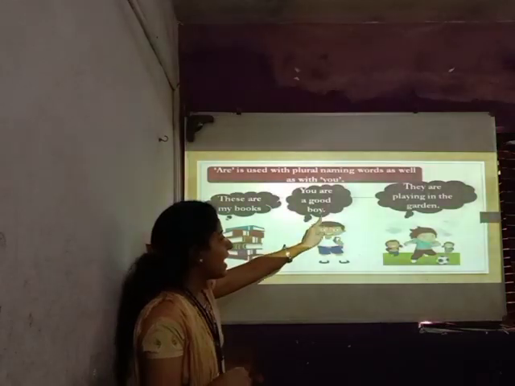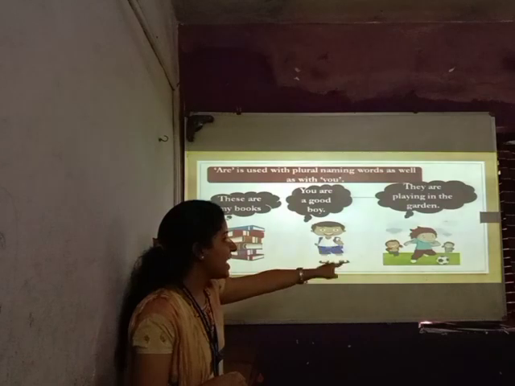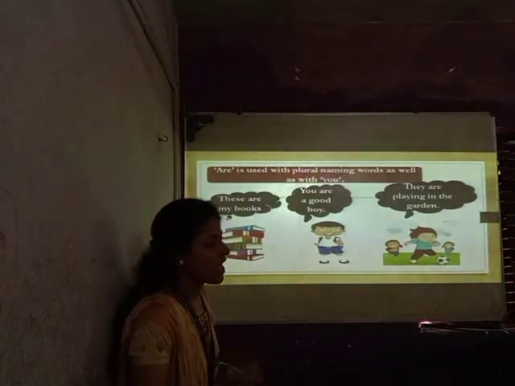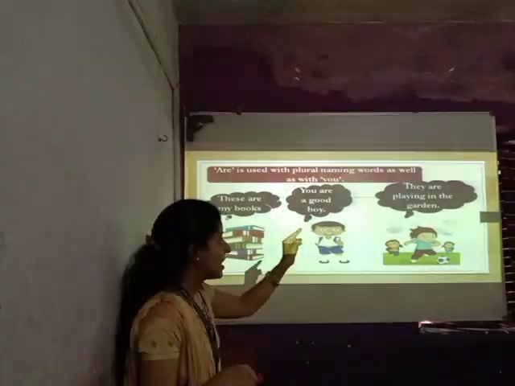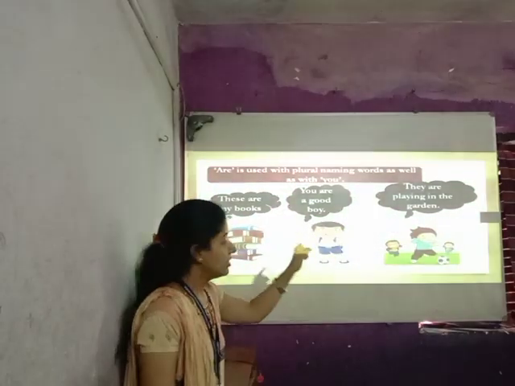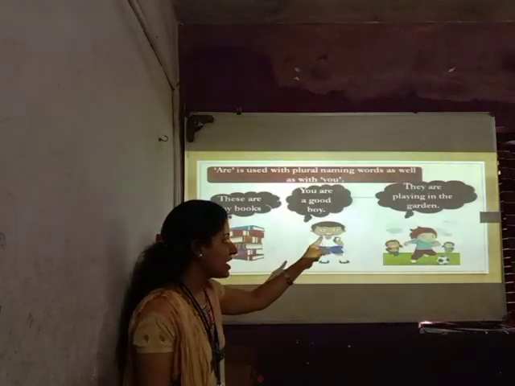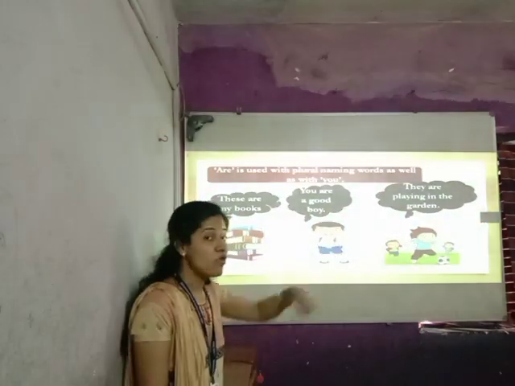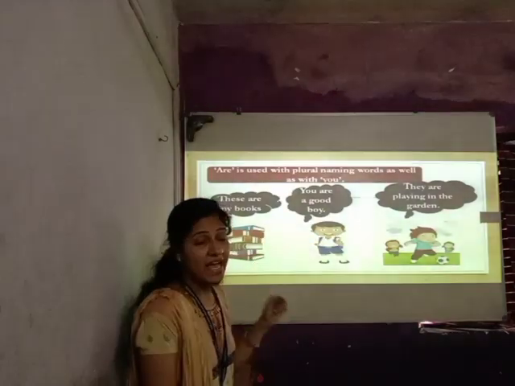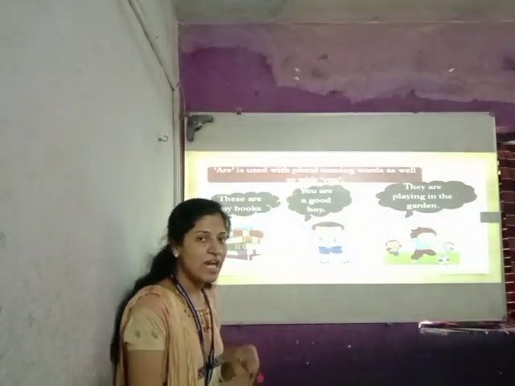Now see in the third one. They are playing in the garden. They are plural. They are more than one. So we used are with plural naming words. So they are playing in the garden. There are more children, no, more than one. So what we use? They are. They are playing in the garden.